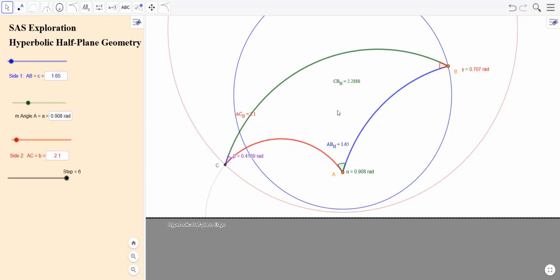Or if we have two triangles, this time we don't care what the measurements are, but just that we have a side, angle, and side in congruent corresponding pairs, then the two triangles have to be congruent. So in this respect, hyperbolic geometry works exactly like Euclidean geometry for this condition. Interesting. Let's try out the other geometries in the next video.